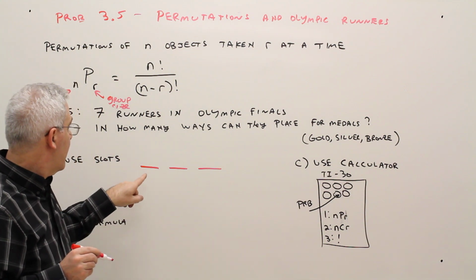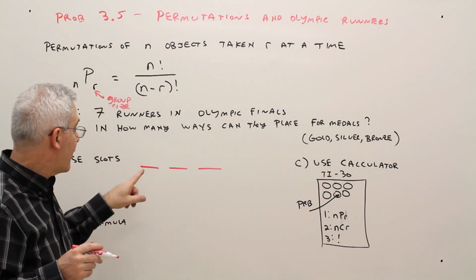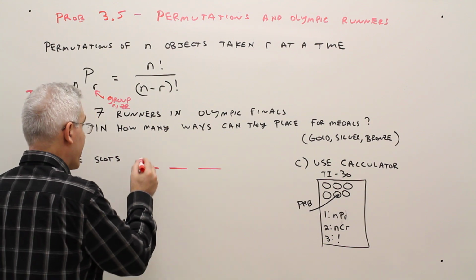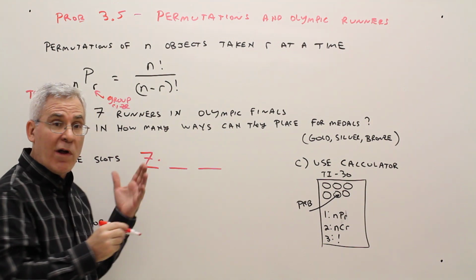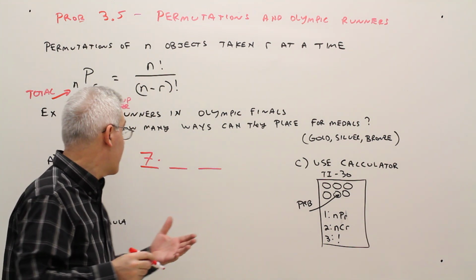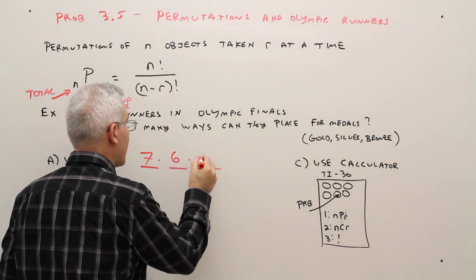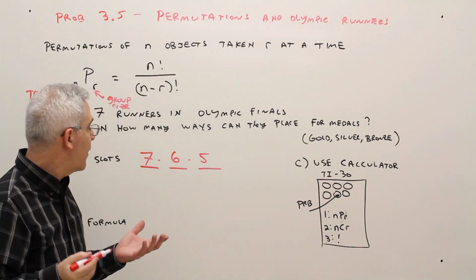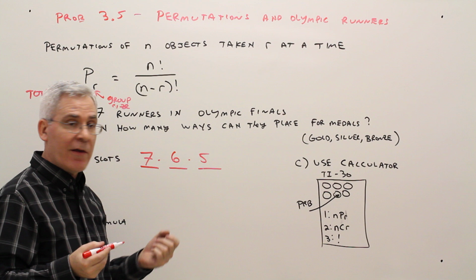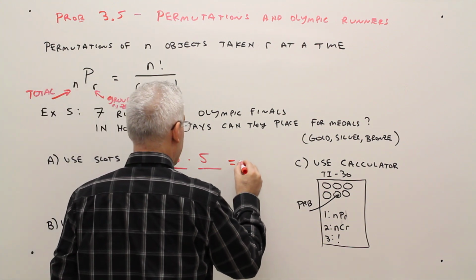All right, so now I've got 7 runners. Of the 7 runners, how many can take first place? Well, any of the 7. Once a runner takes first place, he can no longer take a different place. So 7 times 6 times 5. All right, without a calculator, 6 times 5 is 30. 30 times 7 would be 210.